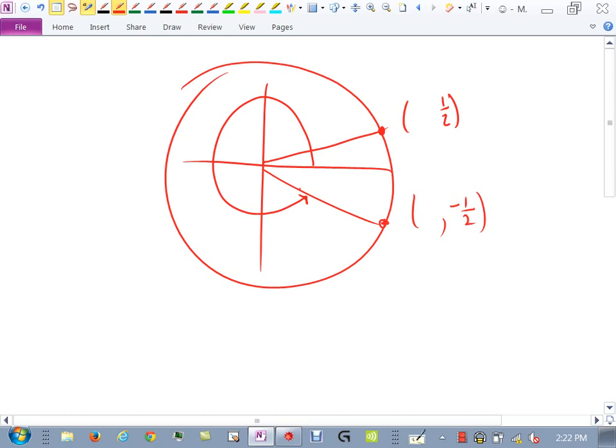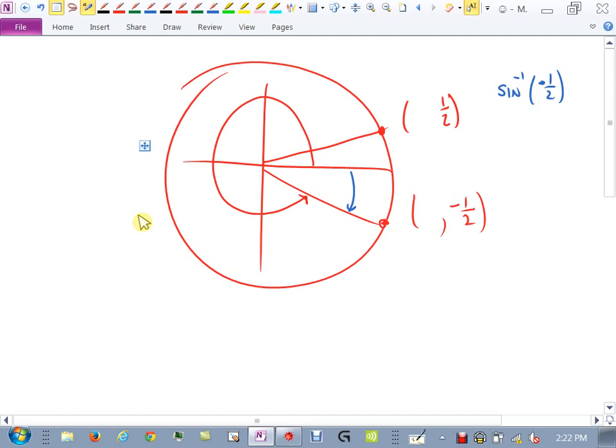Is that okay? No? It's okay. Well, arc sine of -1/2 says, basically, what angle on the unit circle has a y coordinate of -1/2? Well, this one right here, right? Well, there's another one over here also, right?